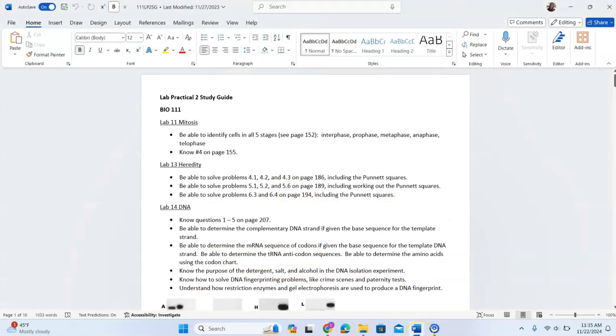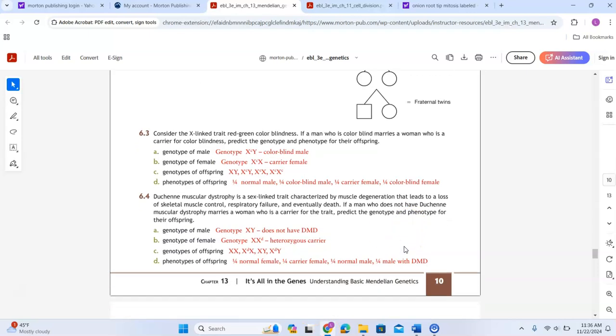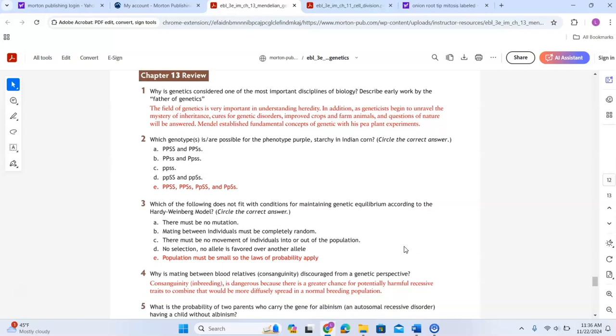Now, going back to the study guide, in lab 14, basically questions 1 through 5, let me check those out real quick. Questions 1 through 5 would be, I know these aren't numbered, but I remember them pretty much.